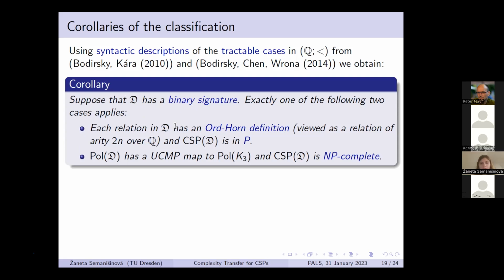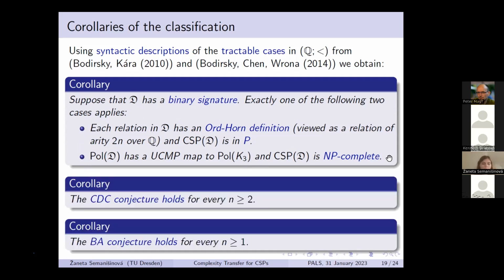Either every relation has a Horn definition, if you view it as a relation over Q, and the resulting CSP is in P. Otherwise, you satisfy this hardest condition and the CSP is NP-complete. And then, using what we've seen with pp-definitions and pp-interpretations, one almost immediately gets that the CDC conjecture is true, and that the block algebra conjecture is true.